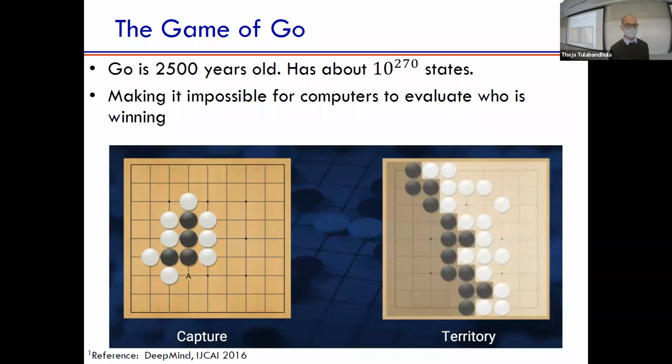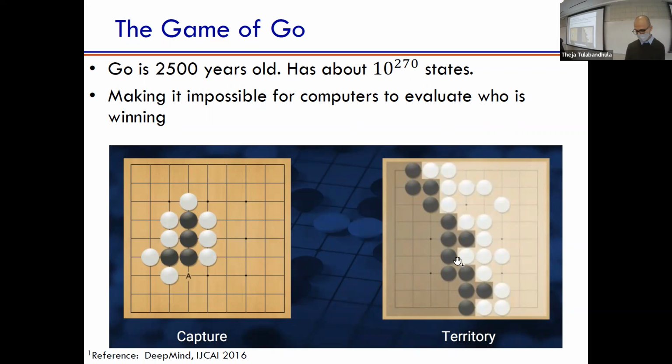You can see, for example, if you surround the black stones with your white stones, then you have captured that region. And if you have a contiguous set of white stones, you have conquered some territory, basically.